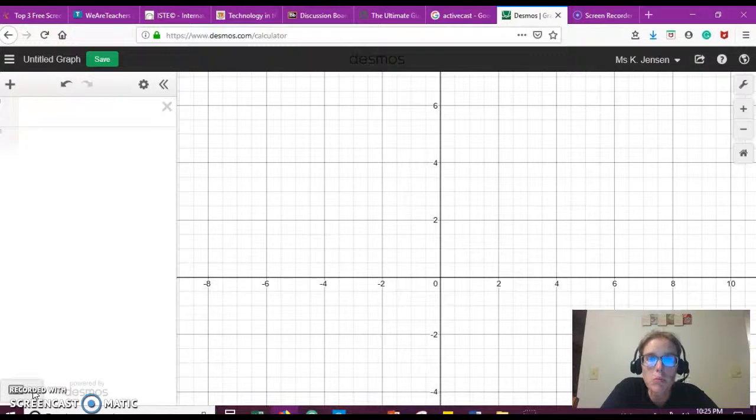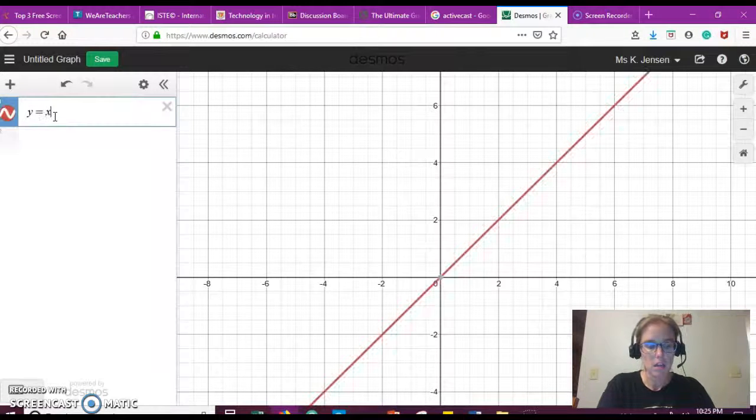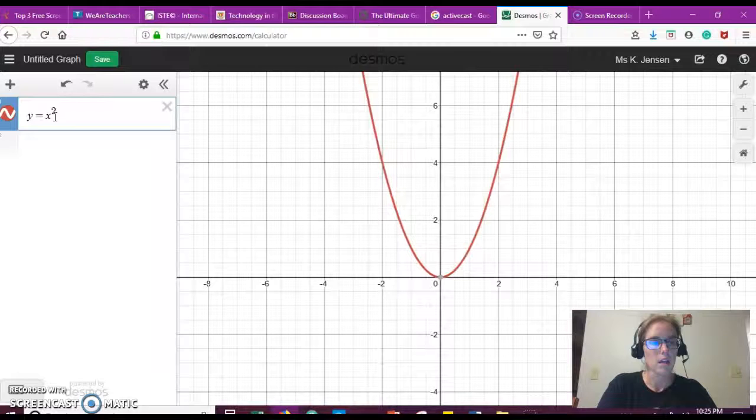Now hopefully you're remembering that the parent function is y equals x squared. I'm going to graph that here on Desmos, and you see our parent function there. Notice our vertex is right here at (0, 0). That's going to be one of the things you want to watch as we go through this video. Where does the vertex go?